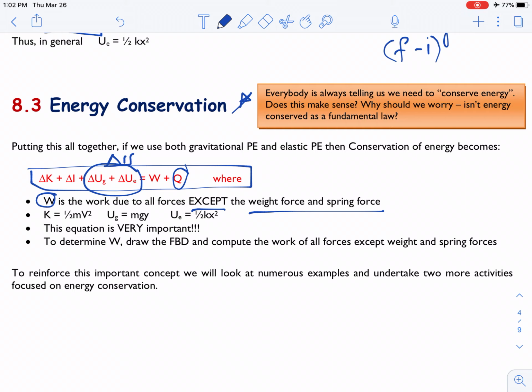And again, to determine the work done, you do draw a free body diagram, but although you show the weight force and the spring force, and although they might do work, you will ignore them in the work done when you put it back in the energy conservation, as long as you're keeping those delta U's, okay? Or you can do the other way around. You can ignore delta U's and then keep it as the work done by those forces on the right side. Okay, so next we are going to solve some problems.